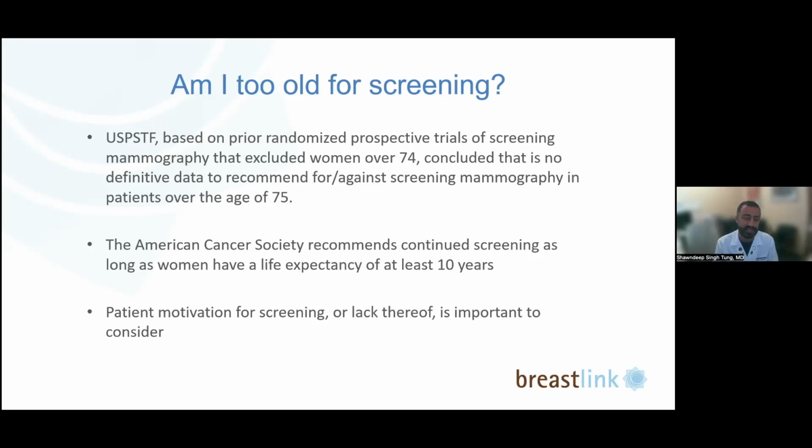I would argue that if the life expectancy is at least 5 years, I would encourage continued screening. But most importantly, it's the patient motivation. Some patients do or do not want to do further imaging, and that's something that's important to weigh when we discuss continued screening for our elderly patients.